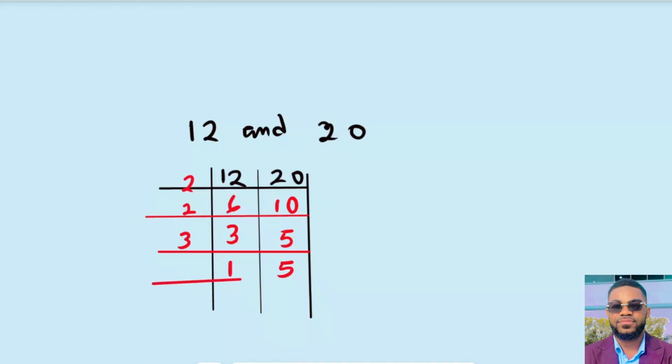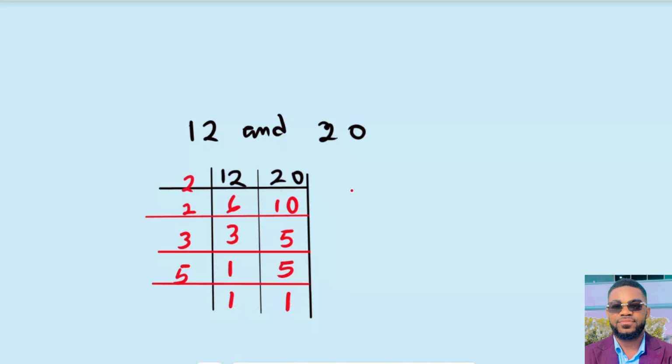Now you can still continue. You have to break the 5 down, so obviously here is going to be 5. 5 goes into 1, it's not possible, so write the same 1. 5 goes into 5, that's going to be 1. So we are done, because we can see that the numbers are now 1 and 1.